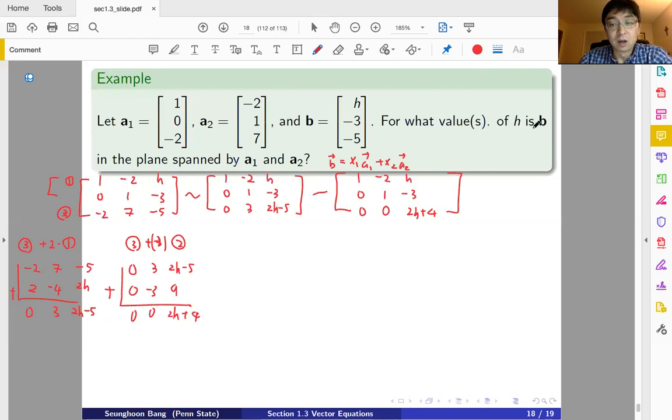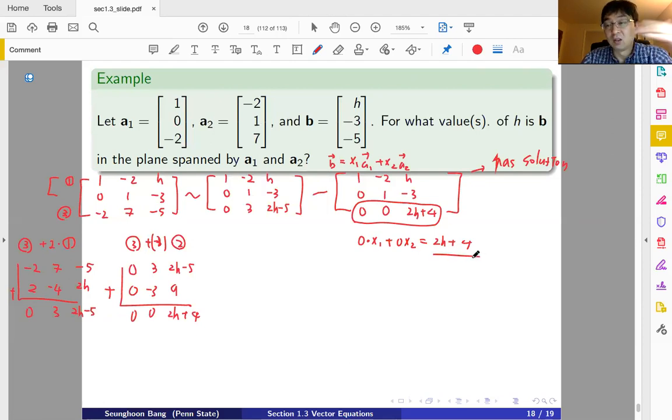B is in the plane spanned by A1 and A2. So what does it mean? It means we have a solution. The key part is the last row: 0 times x1 plus 0 times x2 equals 2h plus 4. If 2h plus 4 is not equal to 0, we don't have a solution. If 2h plus 4 equals 0, yes, we have solutions, infinitely many or sometimes only one, depending on the case, but that is a totally different matter.